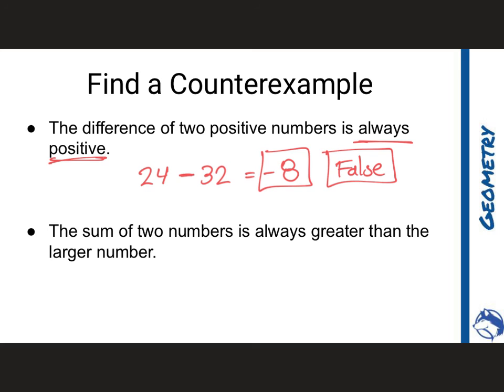The sum of two numbers is always greater than the larger number. So let's think of two numbers. Well, I want to do -6, and I'm doing the sum, and I want to do 8. So -6 plus 8 is 2. Well, 2 is not larger than 8, so therefore this one is false also.